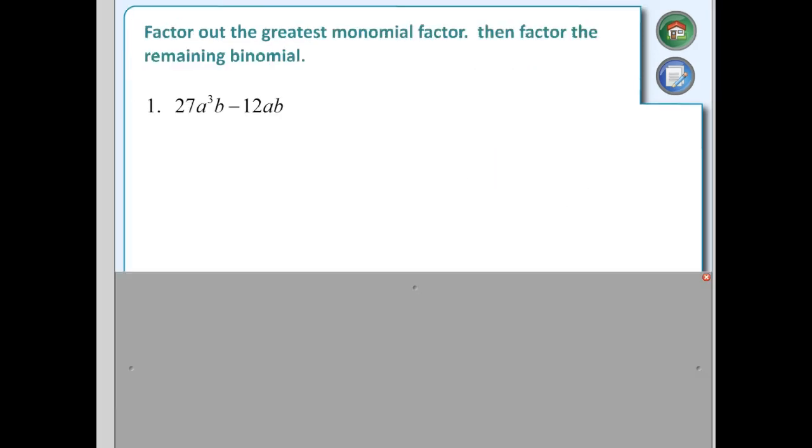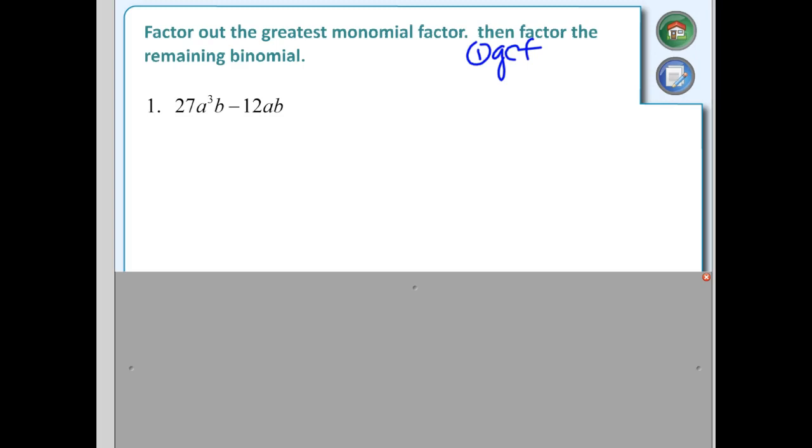Let's try another one. One more. Now, when I look at number 1, and I kind of train you to look for difference of perfect squares right away, oh, but that's not difference of perfect squares because 27's not a perfect square, 12's not a perfect square. Oh, don't forget about rule number 1. What's rule number 1? We always check for a GCF.